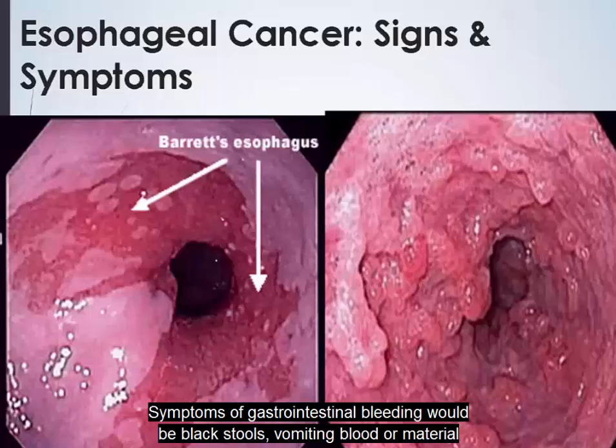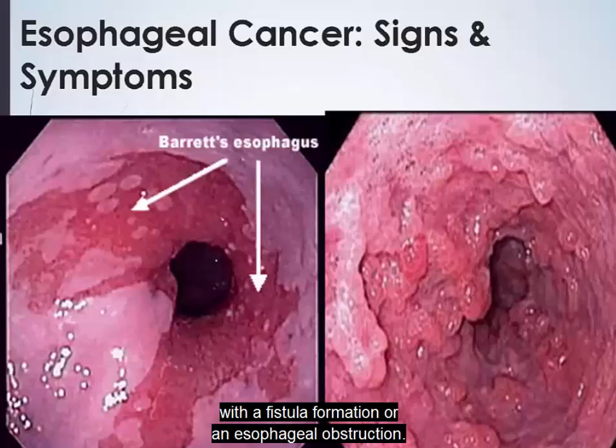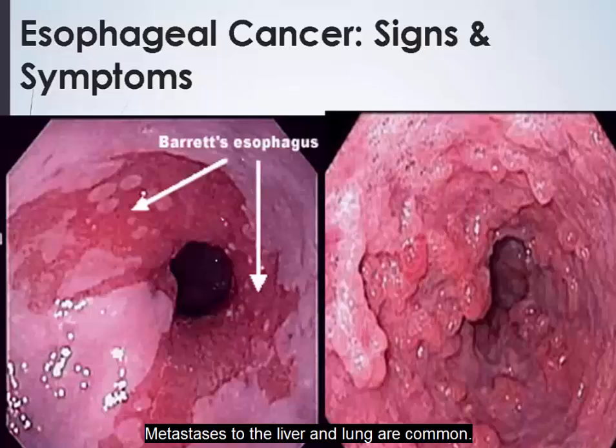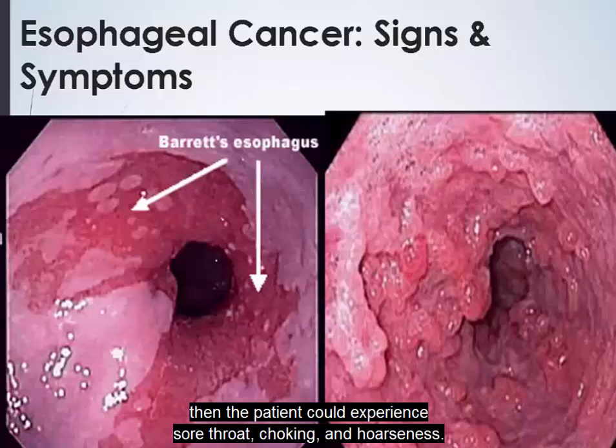Symptoms of gastrointestinal bleeding would be black stools, vomiting blood, or material that looks like coffee grounds, and that could be from an esophageal perforation with a fistula formation or an esophageal obstruction. Metastases to the liver and lung are common, and if the tumor is in the upper third of the esophagus, then a patient could experience sore throat, choking, and hoarseness.